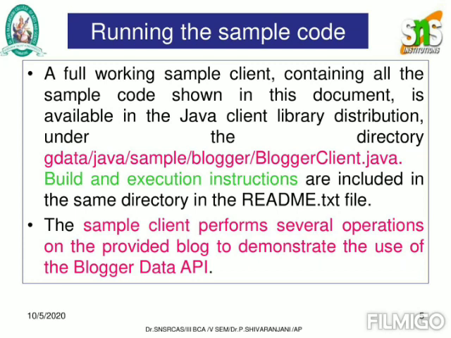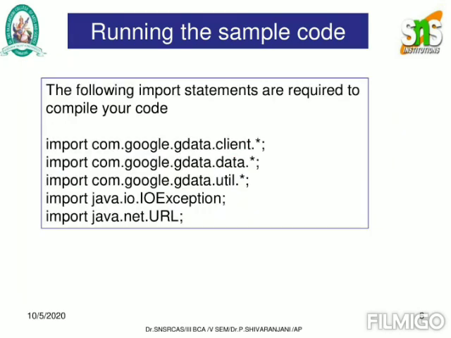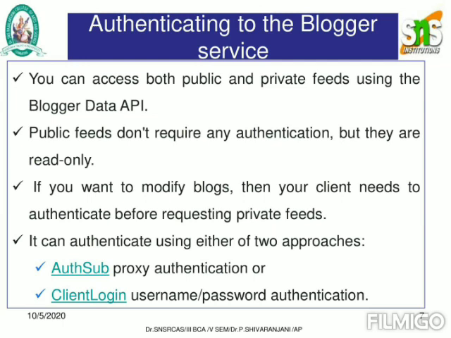In order to run your sample code, the following import statements are required to compile your code. The first one is import com.google.gdata client, google.gdata data, google.gdata util, java.io exception, java.net.url. So these are the 5 important import packages which will help you to compile the code of your blogger. The next step is authenticating the blogger service.